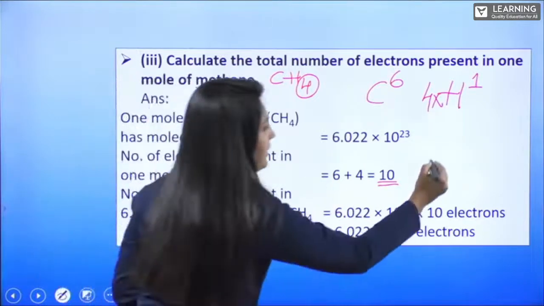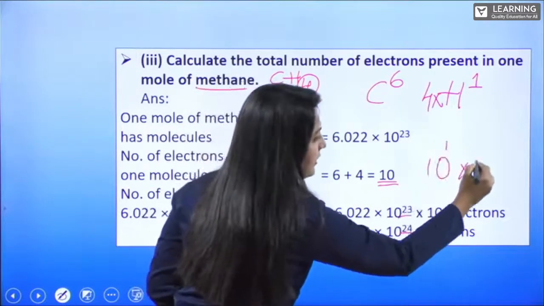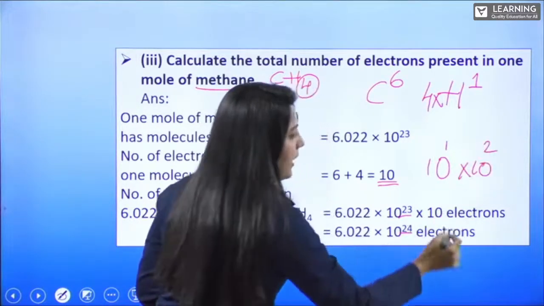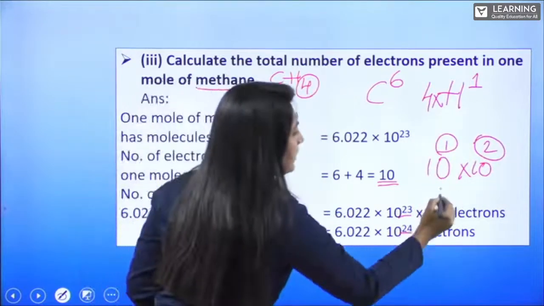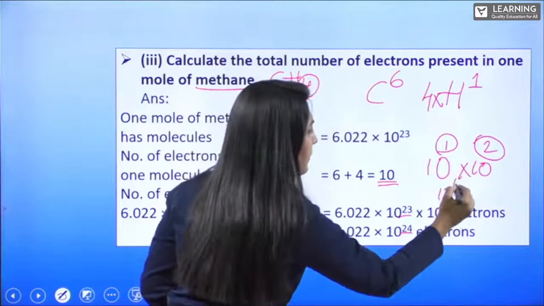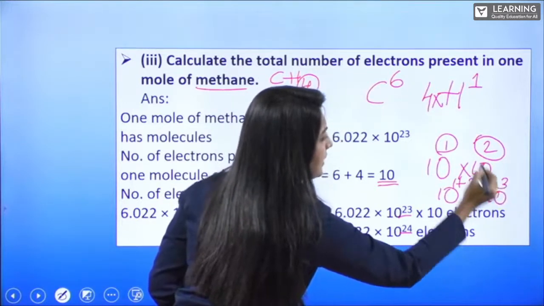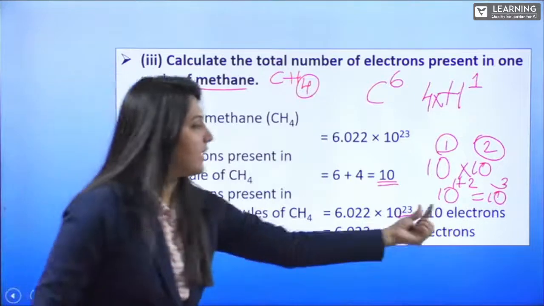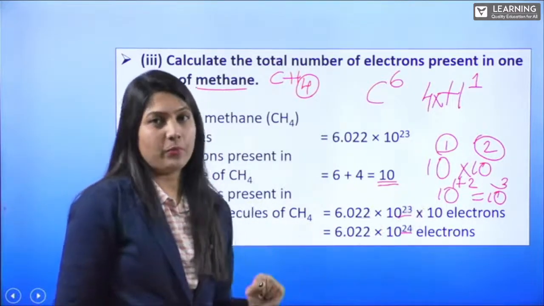Because in mathematics you have studied, if you have 10 raised to 1 into 10 raised to 2, then what happens? The exponents get added up. So when it is added, 1 plus 2, we get 10 raised to 3. Likewise, when 10 is multiplied with this, it will become 10 raised to 24.